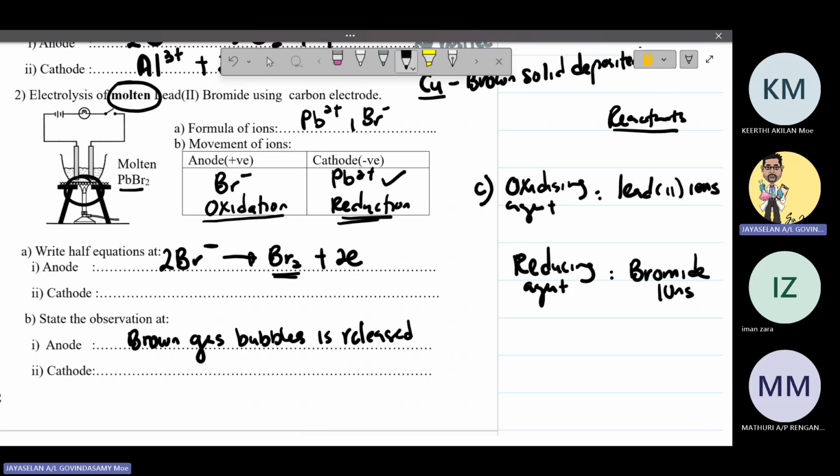Any question? Okay, now I do cathode. Cathode, lead(II) ion, right? Pb2+.